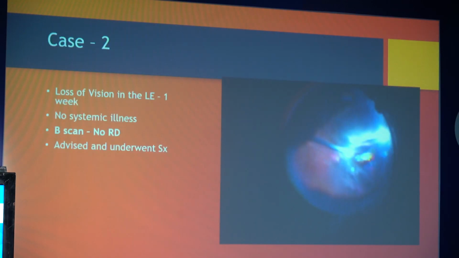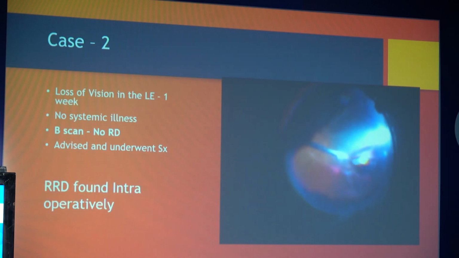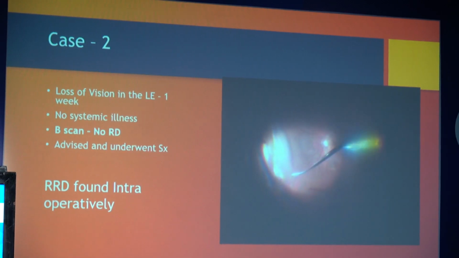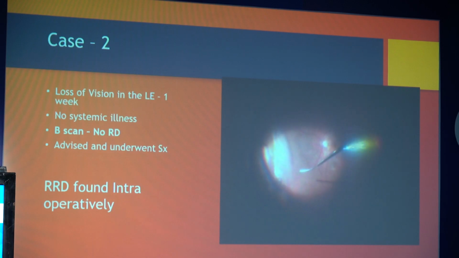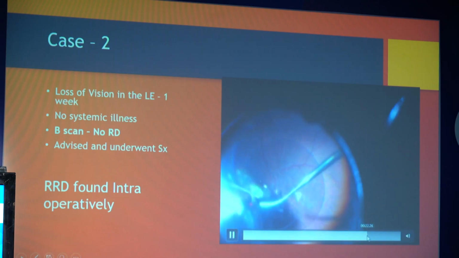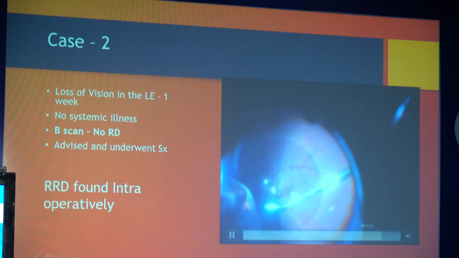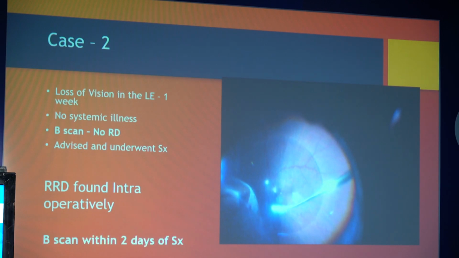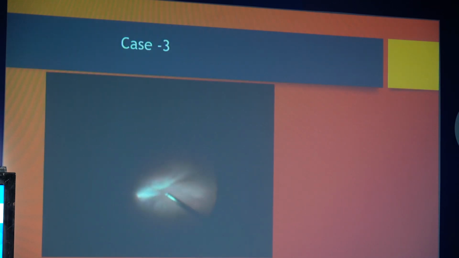Case 2, loss of vision in the left eye of 1 week's duration. No systemic illness, B scan, no RD. He was advised and underwent surgery, and this is what we found on the table. Retinal detachment with a large tear, and this is the tear that is being lasered. So the RRD was found intraoperatively. No systemic illness, no history of trauma, nothing, and this is what we found. So this is another surprise, an unexpected eventuality that we had on the table.